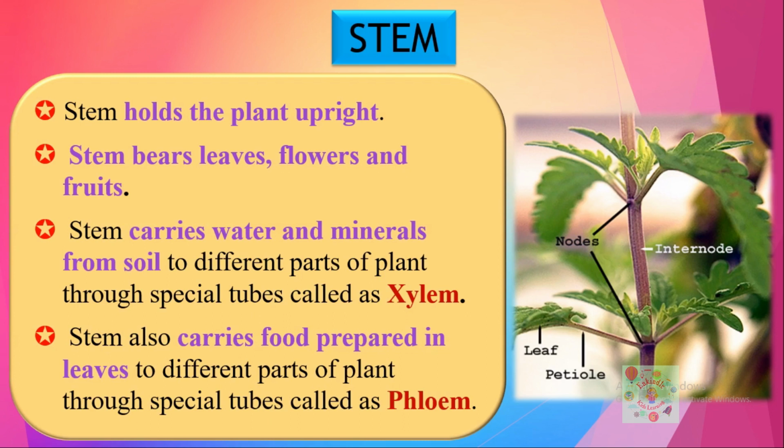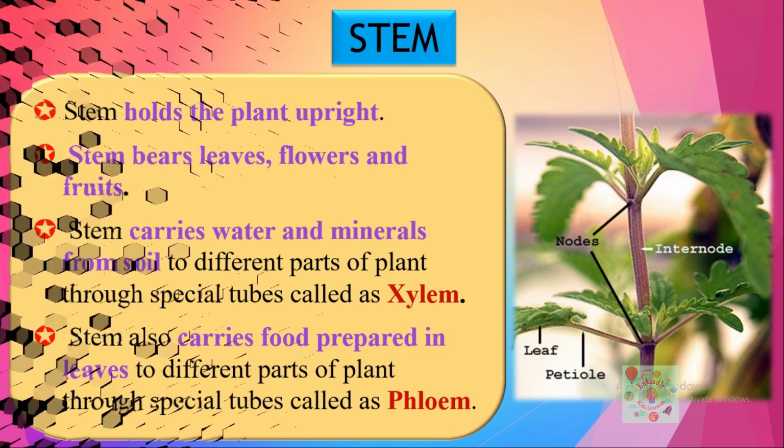Stem holds the plant upright. We all know that this is the stem. Stem bears leaves, flowers and fruits. The two important functions of a stem are: stem carries water and minerals from soil to different parts of the plant through special tubes called xylem. Stem also carries food which is prepared in leaves to different parts of the plant through special tubes called phloem.